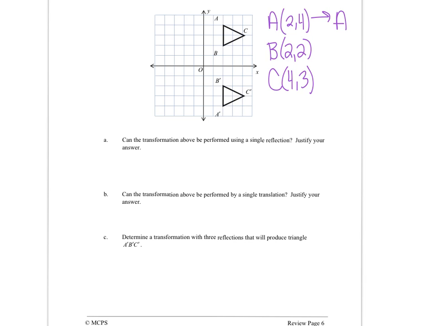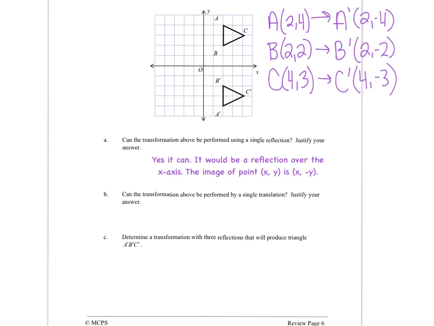A becomes A prime, which is (2, -4). B becomes B prime, which is (2, -2). And C becomes C prime, which is (4, -3). When you look at these ordered pairs, you notice that the x's always stay the same and the y's are becoming the opposite. Therefore, that tells us that it's going to be a reflection over the x-axis. So it would be a reflection over the x-axis, which would mean the image of point (x, y) becomes (x, -y).